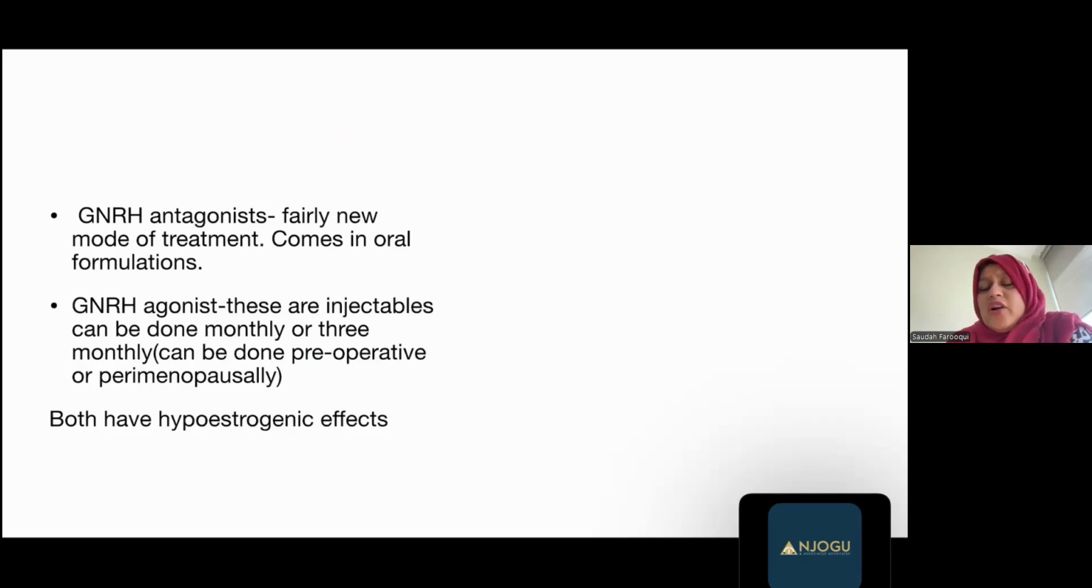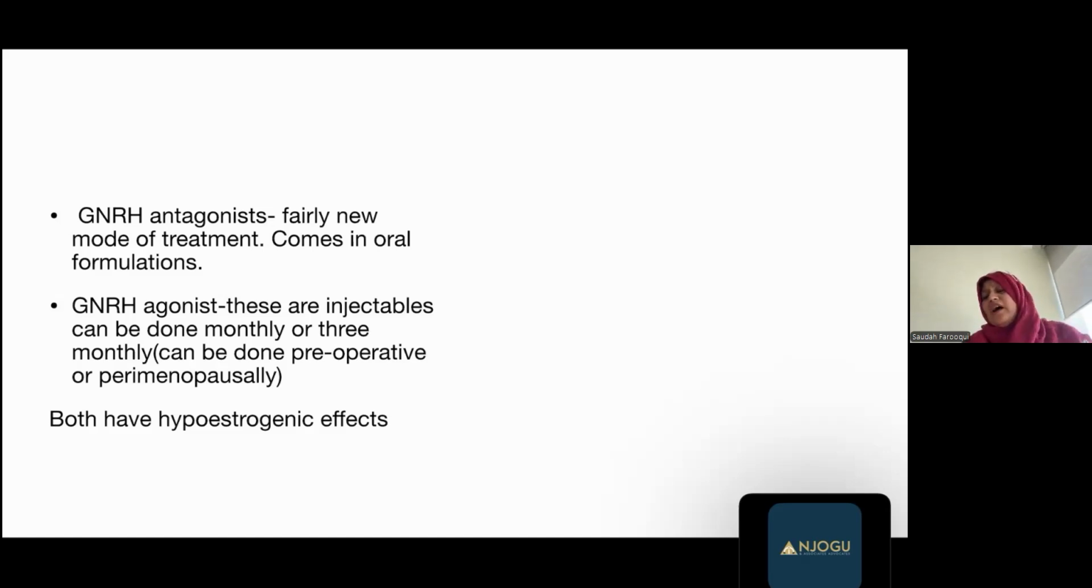So those are the oral medications. And then you have the GnRH antagonists or the GnRH agonists. So the antagonists are also oral formulations. They are a fairly new mode of treatment. And both of these medications have hypoestrogenic effects.